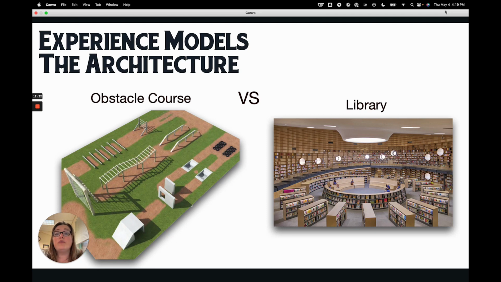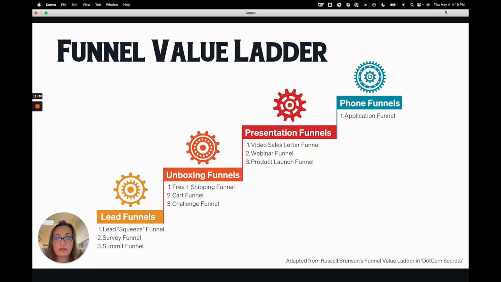So when we are thinking about the experience models and the 6 experience models, it is exactly like you would come to me and ask me to build an architecture that helps to support a particular type of experience. So, of the 6 experience models, what we also found is that they are best placed at certain areas of the value ladder. So this is a typical value ladder.